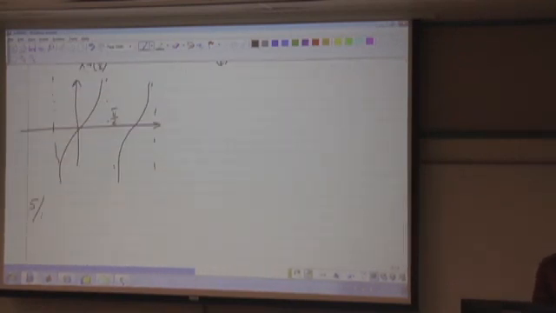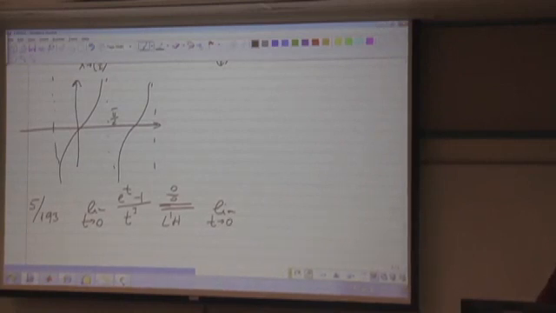Number 5. The limit as t goes to 0 of e to the t minus 1 divided by t cubed. So what do we do? Put in 0, we notice it's 0 over 0. So applying L'Hopital's rule gives us e to the t over 3t squared, which is 1 over 0. So what can we say?